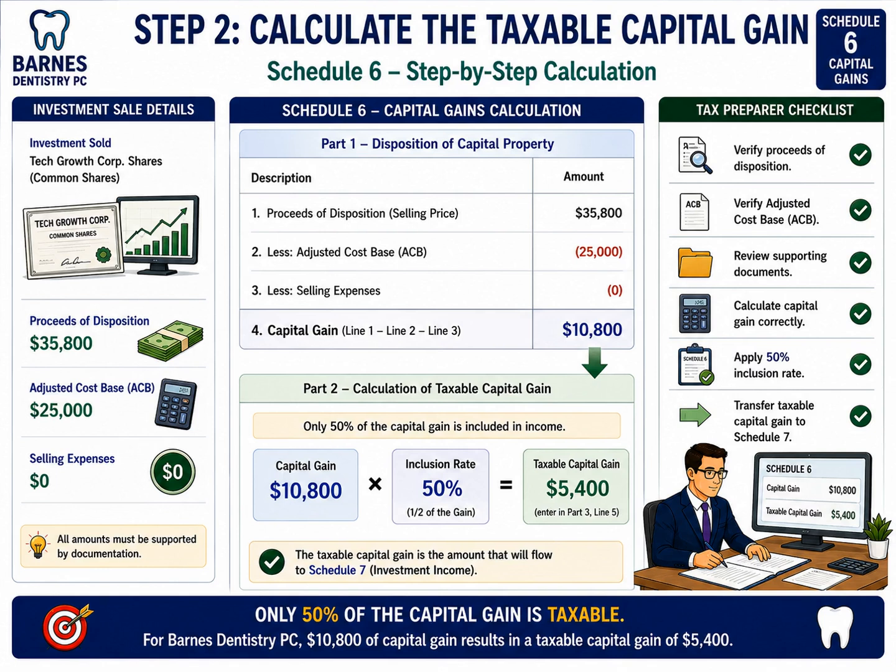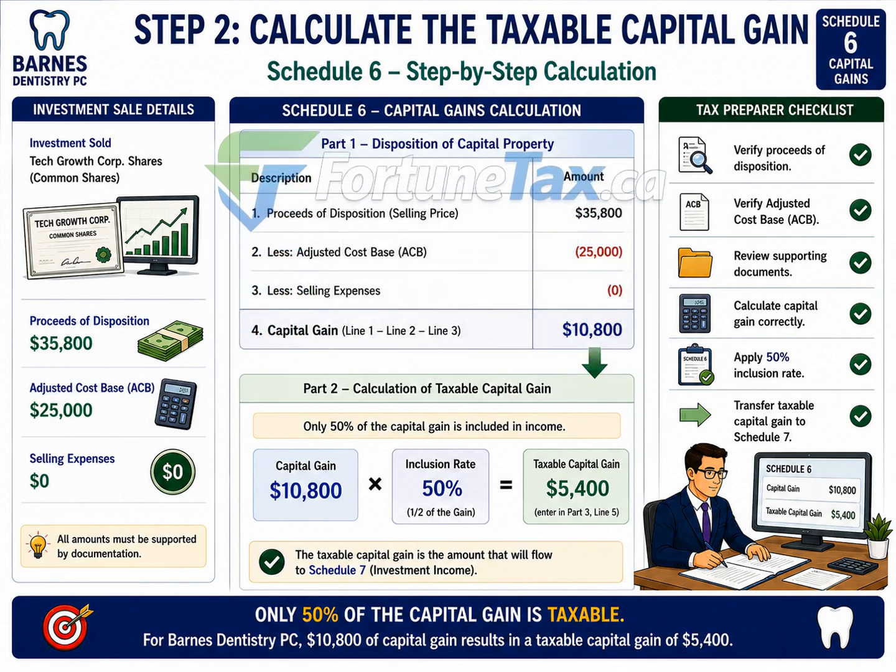The adjusted cost base, often called the ACB, was $25,000. There were no selling expenses associated with the transaction. These three numbers form the foundation of the Schedule 6 calculation. Now let's move to the center of the slide and work through the calculation step by step. The first step is determining the capital gain.